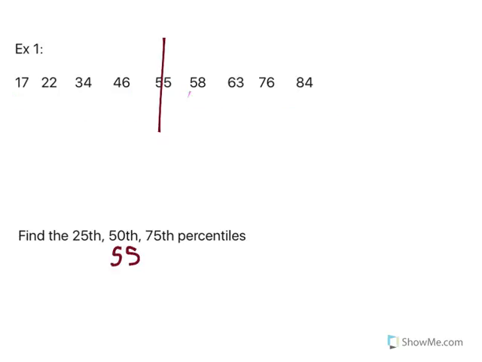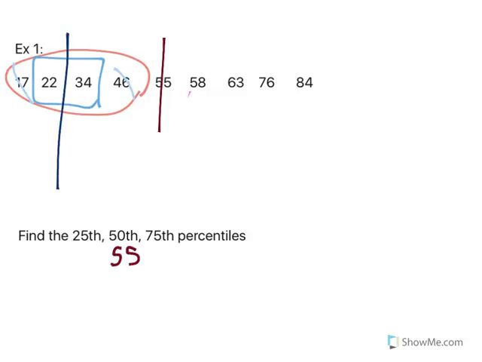So now, to find my 25th percentile, which is the halfway point between 0 and 50, I have to find the median of these data points. Well, if I go to the middle, I have 2 numbers in the middle. So my median is going to be the midpoint of that. Well, 22 plus 34 is 56. 56 divided by 2 is 28. So my 25th percentile is at 28.